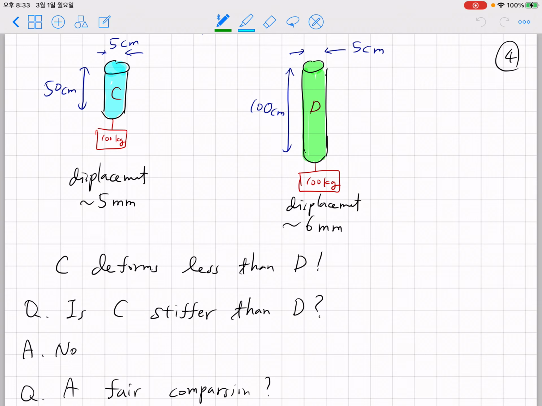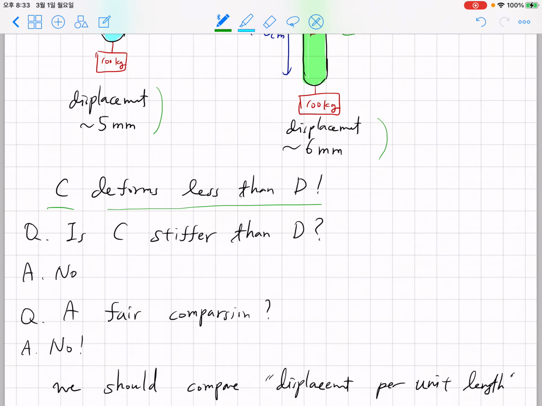The second example that I'm going to give you will explain the necessity of strain. Here we're going to compare this blue colored cylinder and green colored cylinder. They have the same diameter but different lengths. The left one is 50 centimeters and the right one is 100 centimeters, and they are sustaining a 100 kilogram gravity weight. The displacement for the first one is 5 millimeters, and for the second one it is 6 millimeters. So we found that cylinder C deforms less than D.